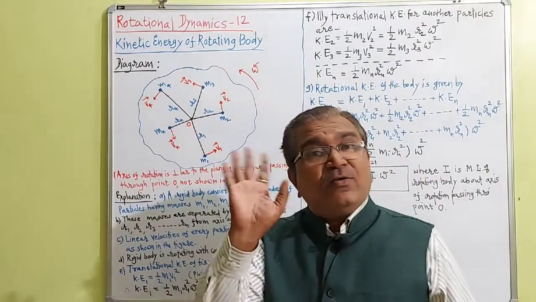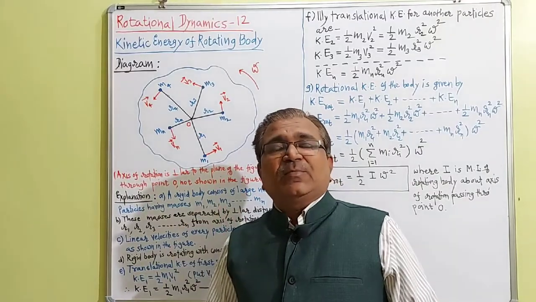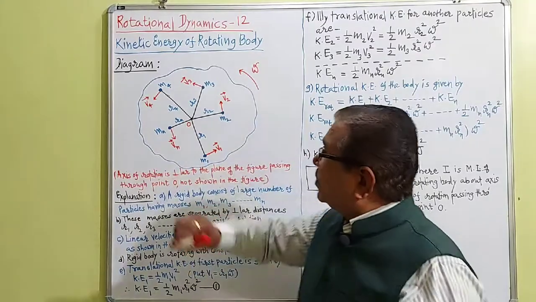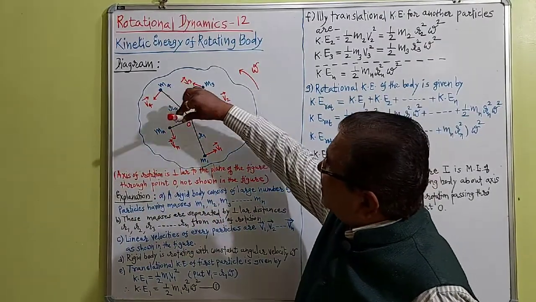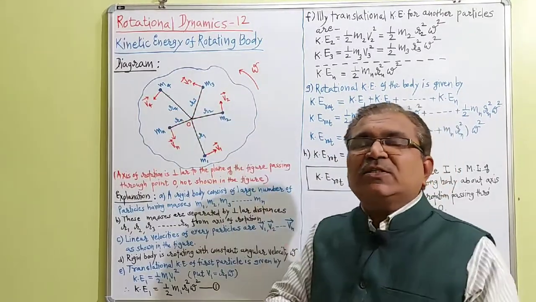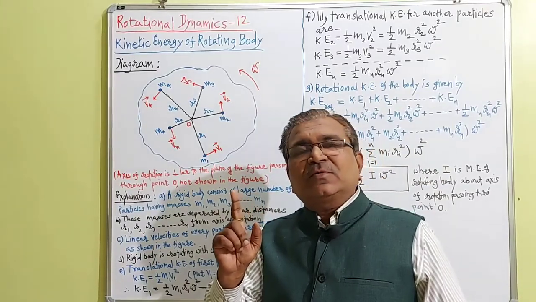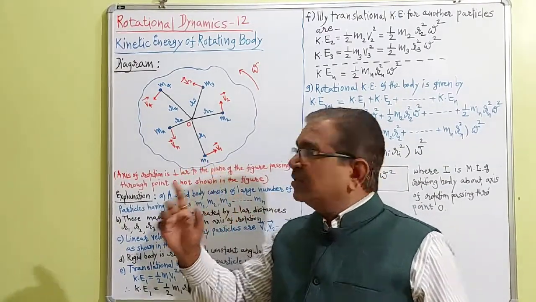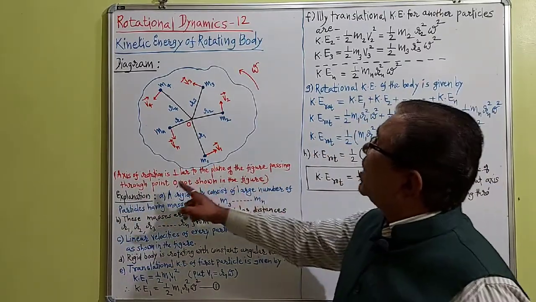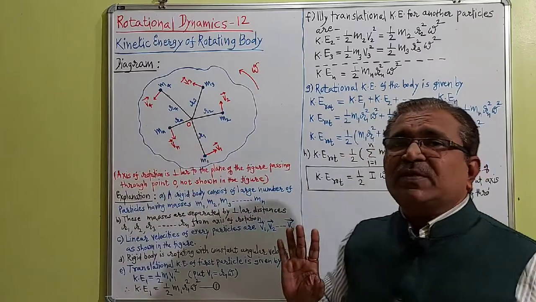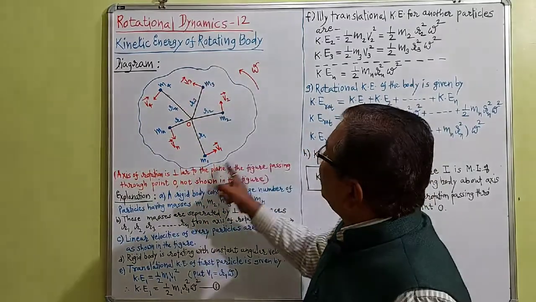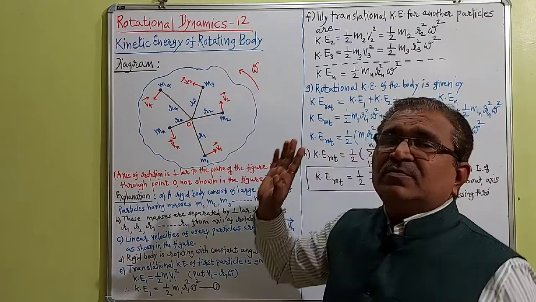Here I have not shown the axis of rotation because it is perpendicular to the plane of the figure, passing inward, which I am not able to draw on the board. That is the axis of rotation. I have quoted here that the axis of rotation is perpendicular to the plane of the figure, passing through point O, not shown in the figure. This body moves with constant angular velocity omega.